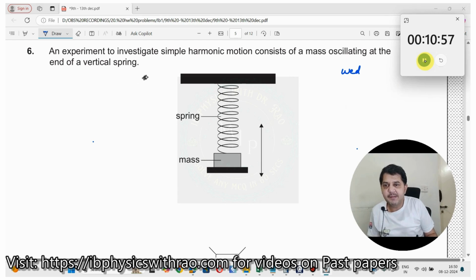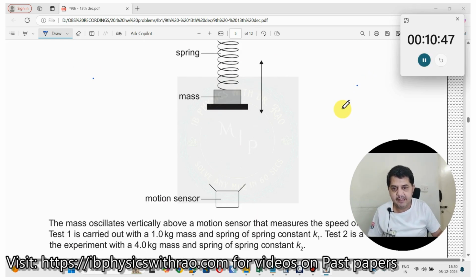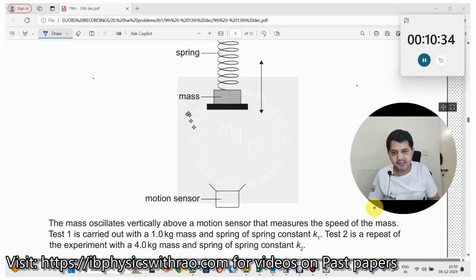An experiment to investigate the simple harmonic motion consists of a mass oscillating at the end of a vertical spring. So you have a mass, your spring connected here, and this is going to oscillate up and down like this. And below this spring is a motion sensor which detects the motion of the object, whether the object is coming nearby to it or not. The mass oscillates vertically about a motion sensor that measures the speed of the mass.